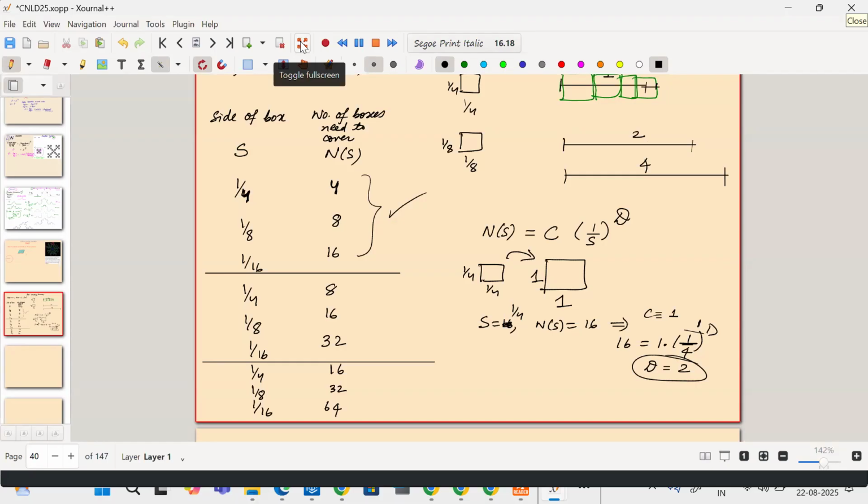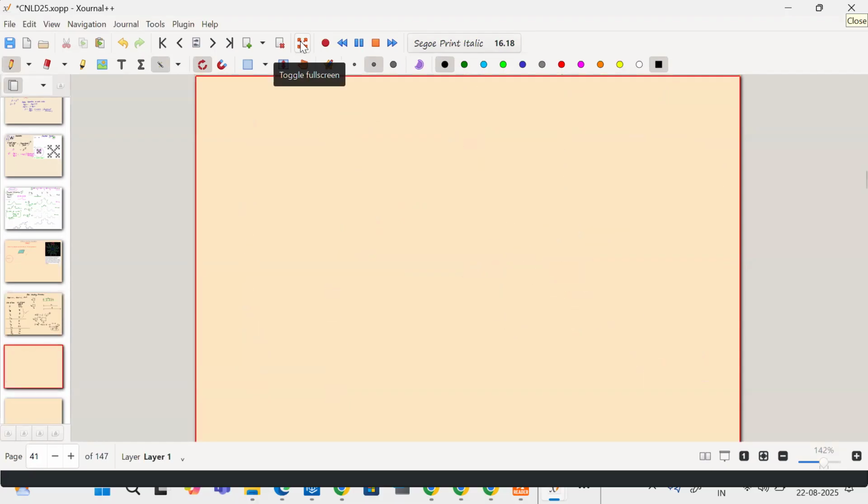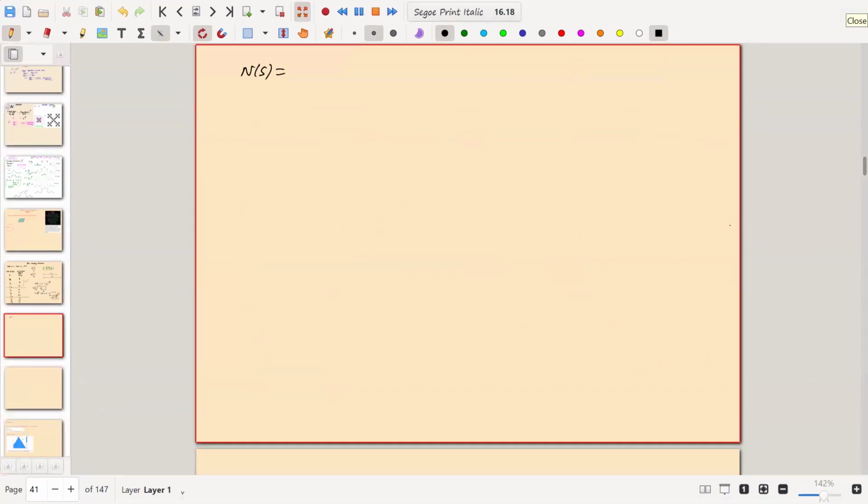So what you can do with this? I mean, you can consider this example over here. Can you tell me the formula we have written down? N of s is equal to, yes, c times 1 by s to the power d.